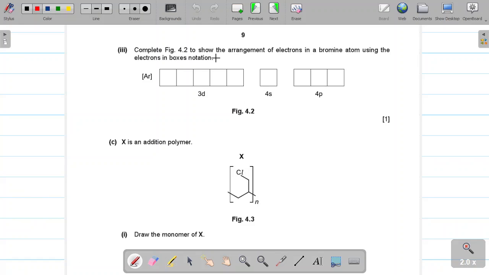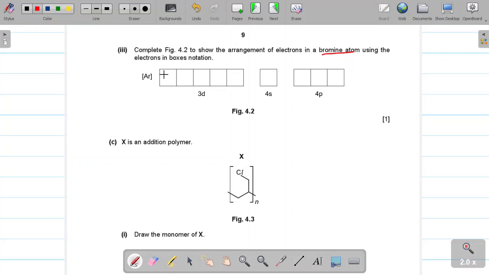Complete figure 4.2 to show the arrangement of electrons in a bromine atom using the electrons in boxes notation. So bromine is in the 4th period of the periodic table and it's a group 7 element. So we should know automatically that if it's group 7, it's going to have 7 valence electrons here. So the 4s and 4p orbitals should hold 7 electrons in total. And the 3d orbitals will be completely filled in the case of bromine because it's in the 4th period.